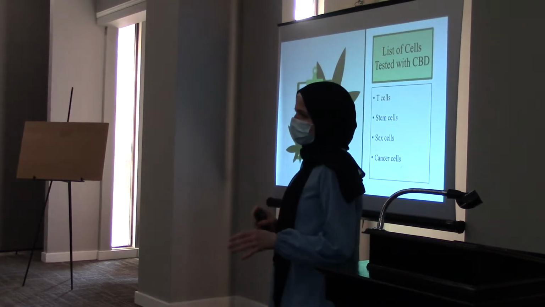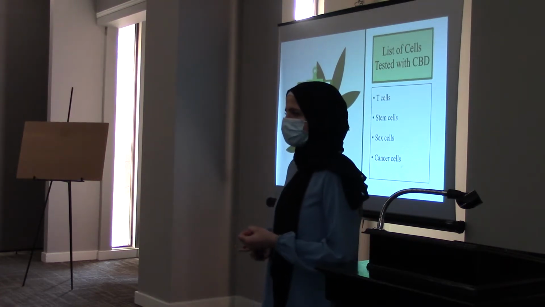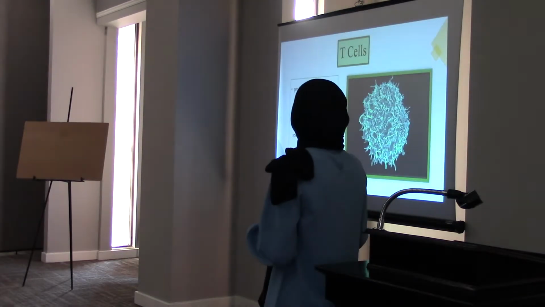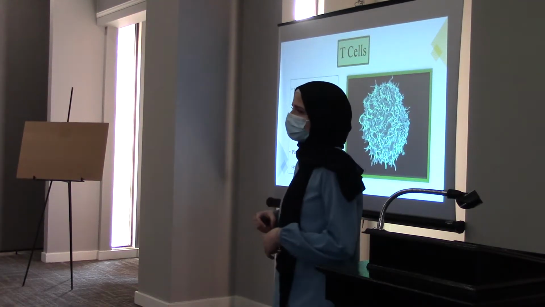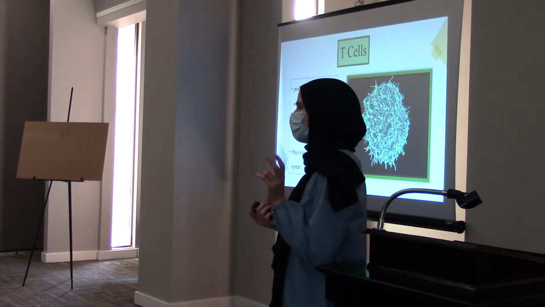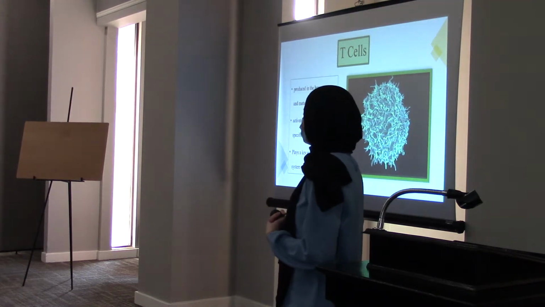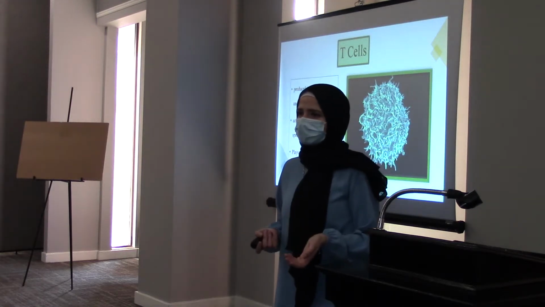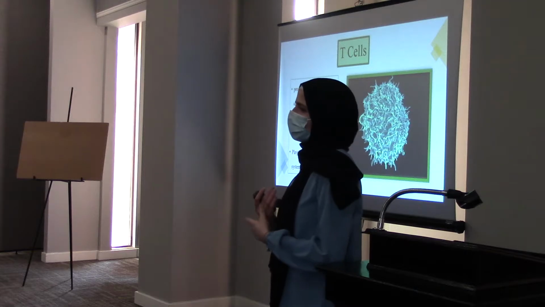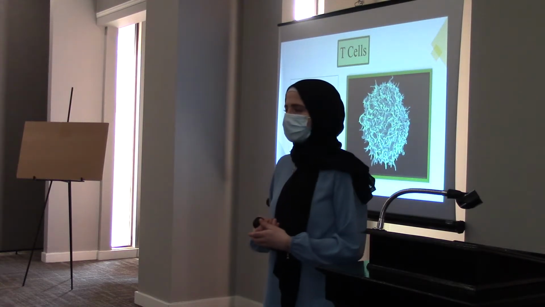So the cells that we'll be talking about today are T cells, stem cells, sex cells, and cancer cells. So what are T cells? T cells are produced in the bone marrow, and they are matured in the thymus. Essentially, you can think of T cells as your white blood cells. They play a key role in your immune system.